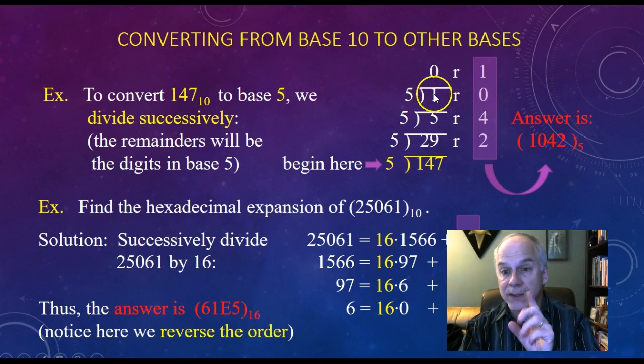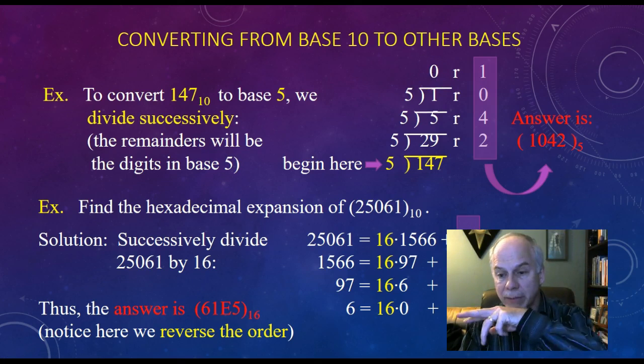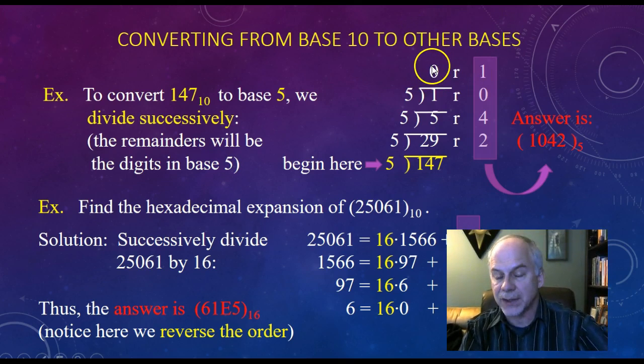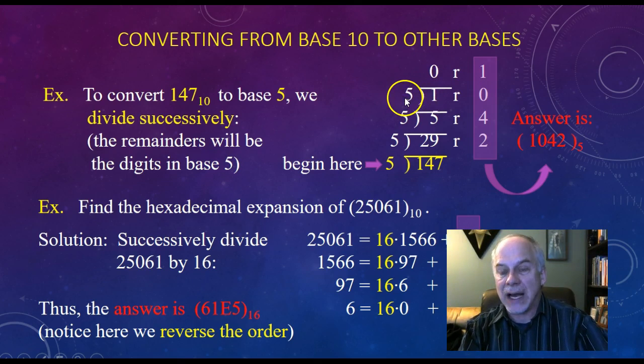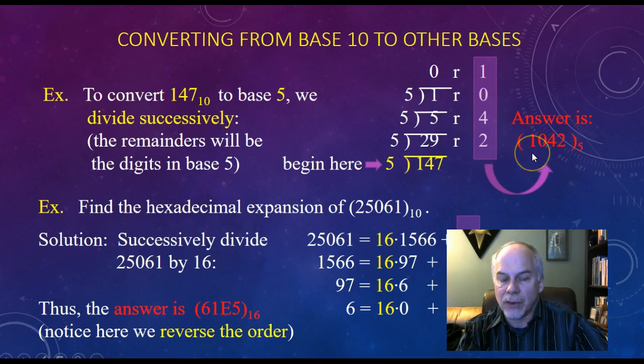And don't stop this until you get a quotient of 0. Don't worry about the remainders. You have to keep going until you get a quotient of 0, as I did at the top of this pyramid. So 5 goes into 1 0 times, because there are 0 fives inside of 1, but it has a remainder of 1. So that means that the answer for the base 5 representation of that number 147 is 1042.